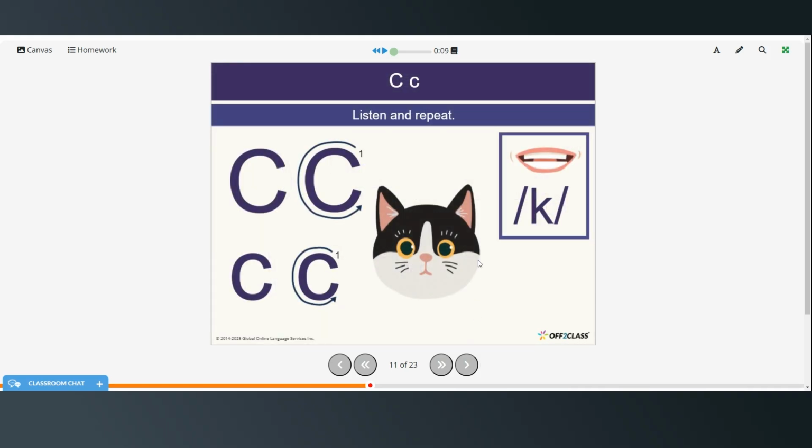All right, and now the C sound. Again, here's how we make both the upper and lowercase c. And as always, remember to pay attention to your mouth diagram.